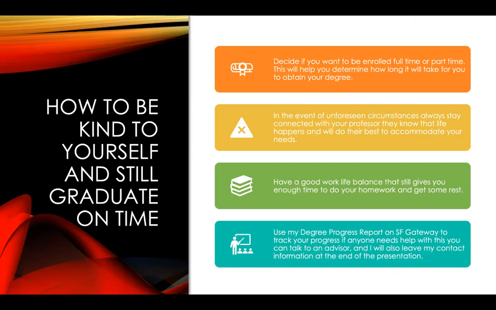And also, like I said earlier, have a good work-life balance that still gives you enough time to do your homework and get some rest. You don't want to miss out on sleep. Sleep is very important. If you don't get at least 7 to 8 hours of sleep, you'll always feel like you're going through jet lag. And another thing that helped me was using the My Degree Progress Report on SF Gateway to track my progress. And if anyone needs help with this, you can talk to an advisor, and I will also leave my contact information at the end of this presentation.